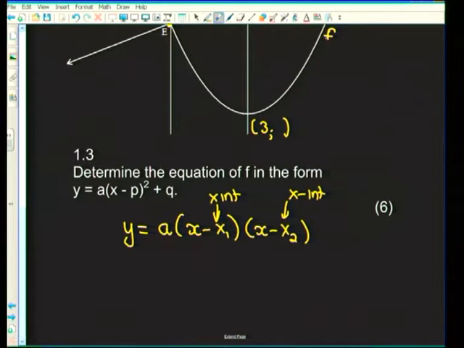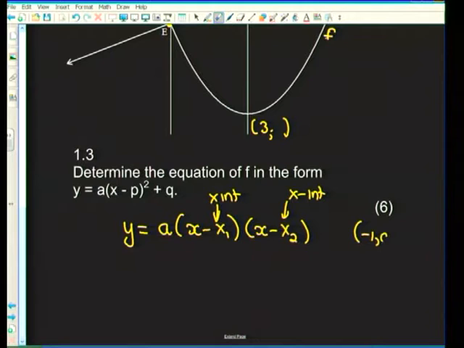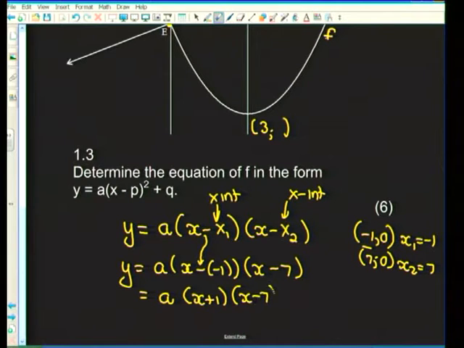Now we know the 2 x-intercepts. We know that one is (-1, 0) and the other is (7, 0). So if you like, we could say x1 is -1 and x2 is 7. So we have y equals a(x minus -1)(x minus 7). Notice that the minus stays there, and the minus from here comes in. So an actual factorized bracket is going to read a(x plus 1)(x minus 7).